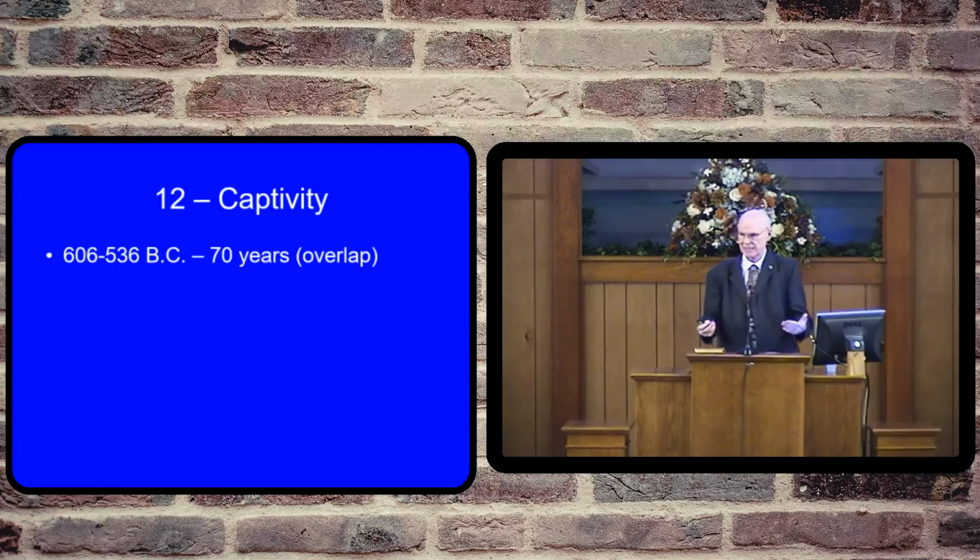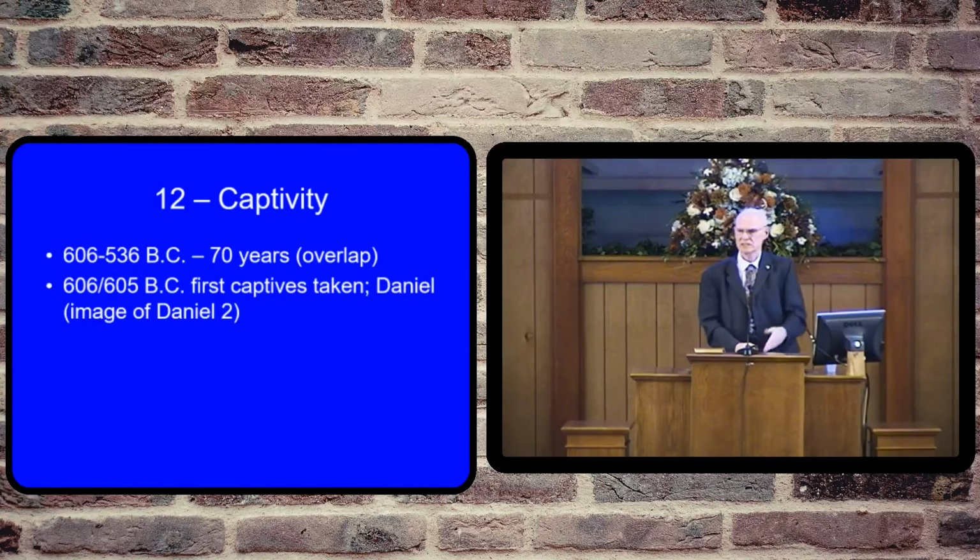We have some dates now that may get a little confusing because they're going to overlap some. The captivity, even though we said Jerusalem fell in 586, you've got to back up. 606 BC is when the captivity actually started. This is when the first group was taken captive. So there's some overlap in the time frame here. So in 606, 605, the first group of captives is taken from Jerusalem into Babylon. And this would include Daniel and his friends.